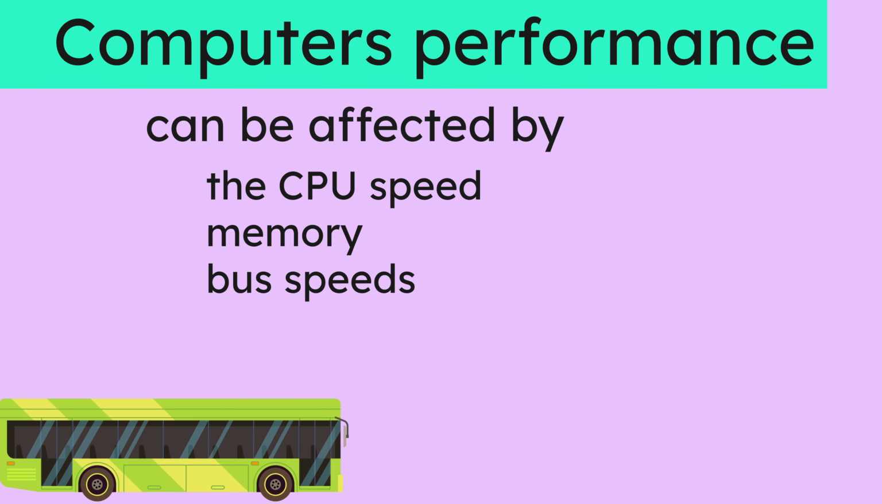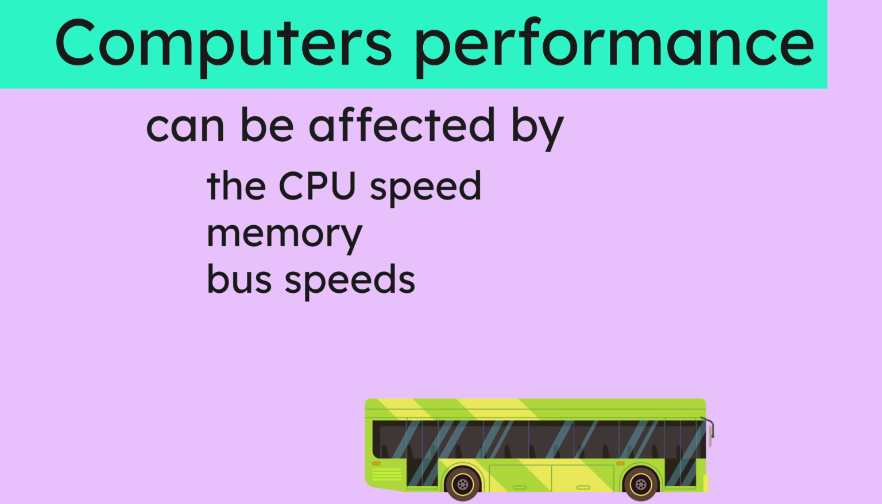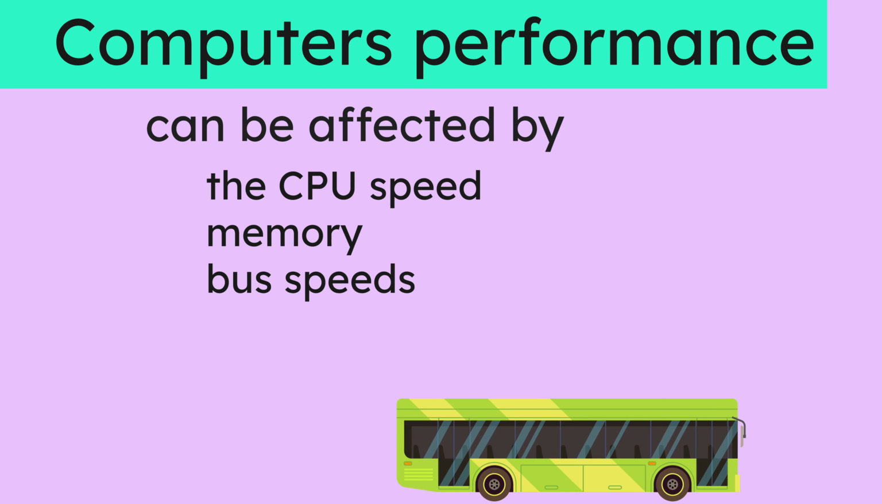If one is a lot slower, it can slow the others down. It's a bit like when you're on your way to school. If the bus slows down, so does your journey, and then you have to tell your maths teacher why you're late.